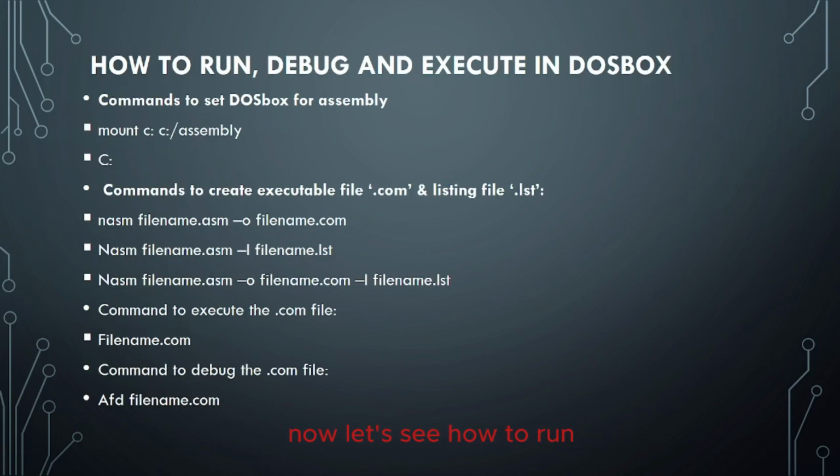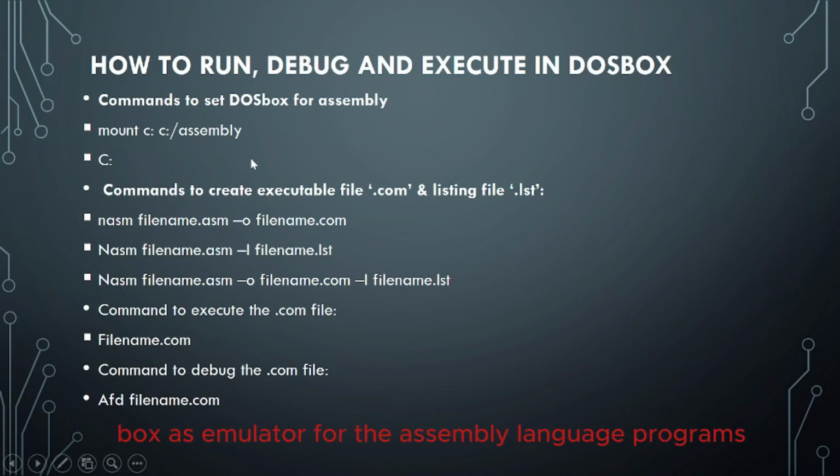Now let's see how to run, debug and execute in DOSBox. Firstly, you have to set the DOSBox as emulator for the assembly language programs. For this, you have to execute the following commands: mount c c:/assembly. Assembly is the folder where all your setup files are present and all the coding files or program files will be stored there. Then you have to type c: again for setting to drive C. Then you have to run the following commands in order to create executable file .com and listing file .lst. The extension for assembly language program file is .asm.